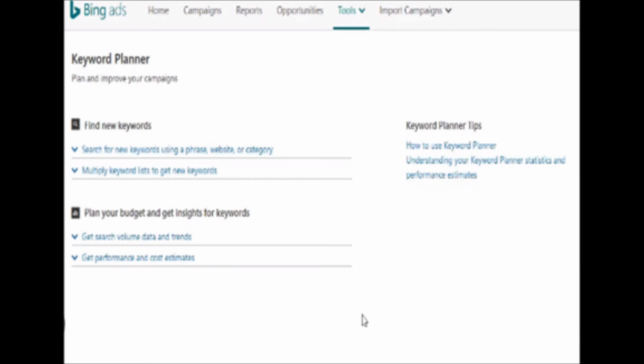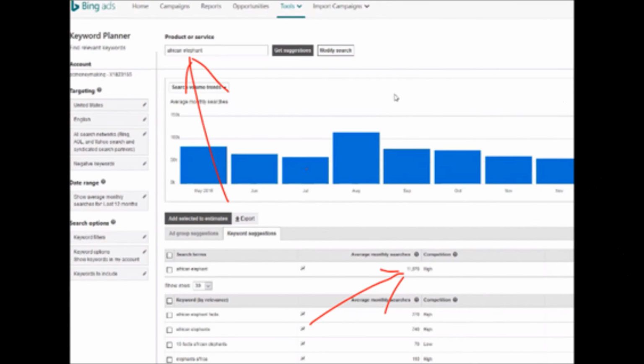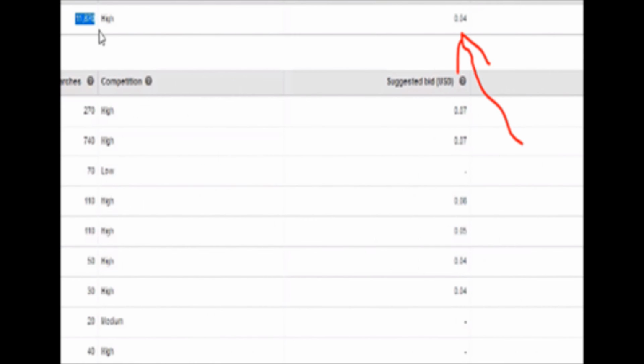We can see what the search terms are on Bing, so we could type in African elephant and get good suggestions. This is important because the traffic is different here. Google has a bigger share and Bing is smaller, at about 30% of the search engine market share. You see a group of suggestions here. It's about a fourth of the traffic.